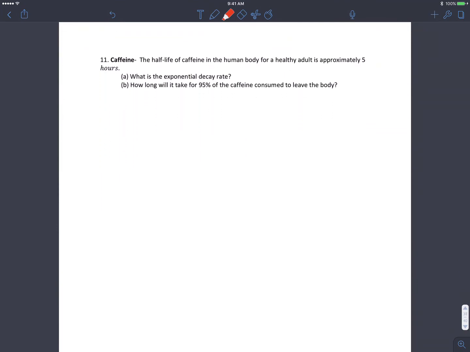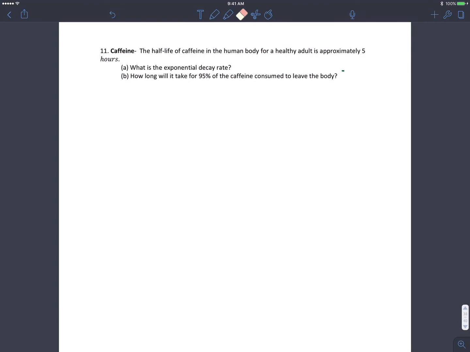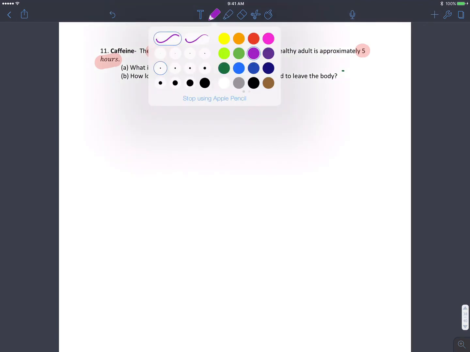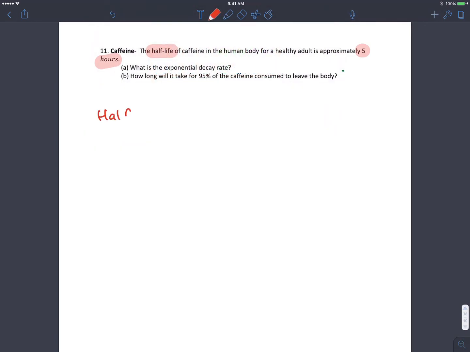Number 11. Let's read the question. The half-life of caffeine in the human body is approximately 5 hours. Let's recall that half-life is a time value, and it's the natural log of 2 over k. This is the half-life formula.